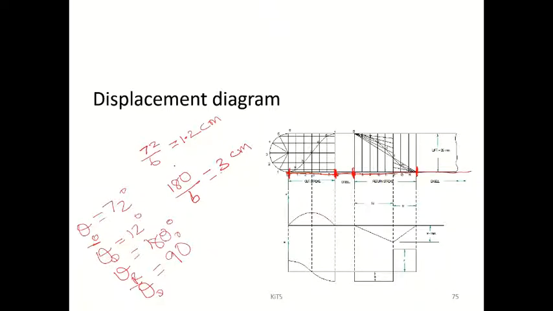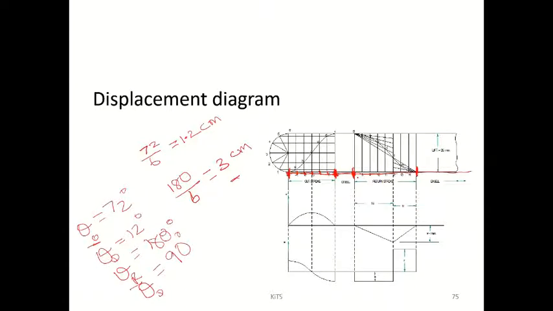If you divide 72 into 6 parts, it means 1.2 each. That is 0 to 1, 1.2 centimeter, 1 to 2, 1.2 centimeter, 2 to 3, 1.2 centimeter, 3 to 4, 1.2 centimeter, 4 to 5, 1.2 centimeter, 5 to 6, 1.2 centimeter. Okay, similarly here, this is a 3 centimeter gap, no?